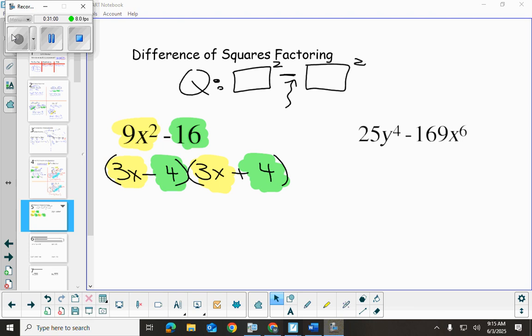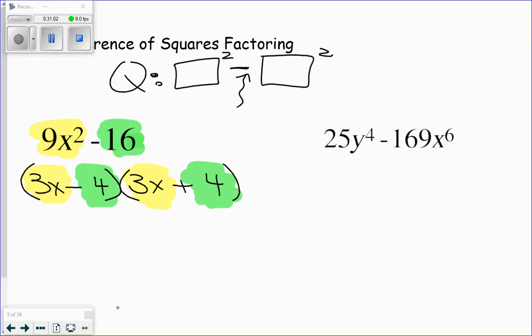Okay, so let's just do one more of these difference of squares. So again, you just want to check to make sure they're matching the condition of the question. So this has two terms. This has a subtract sign. And 25 and 169 can both be written as a perfect square, as well as y to the fourth would be written as y squared, y squared. What would x to the sixth be written as? x cubed, x cubed, because remember, you add the exponents, you do not times them.